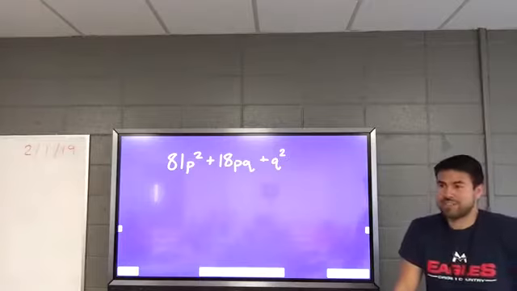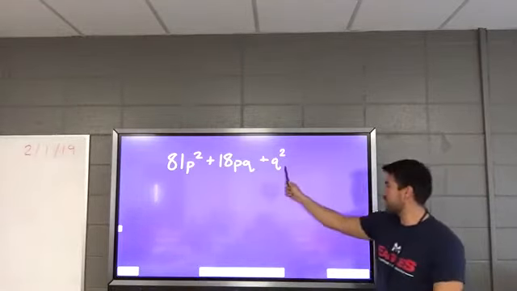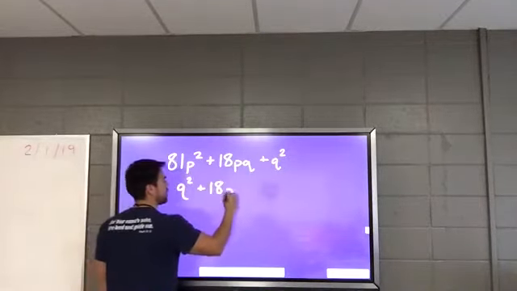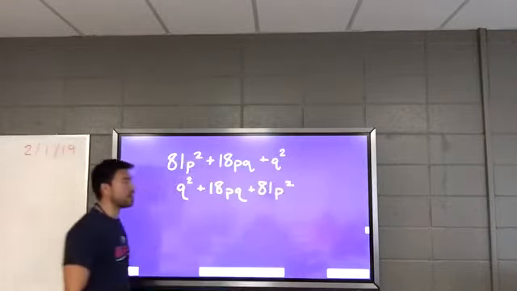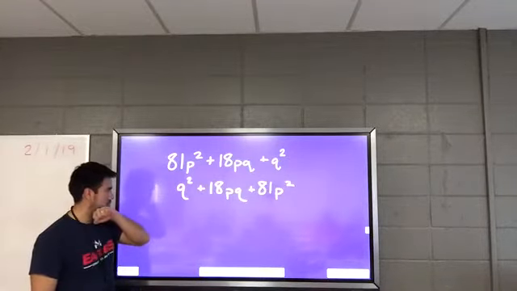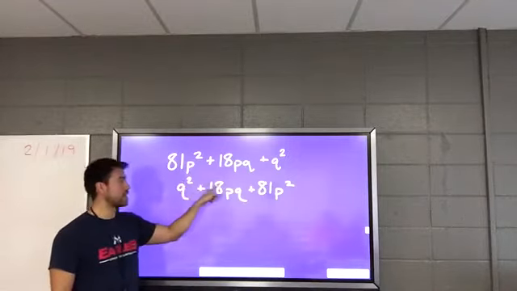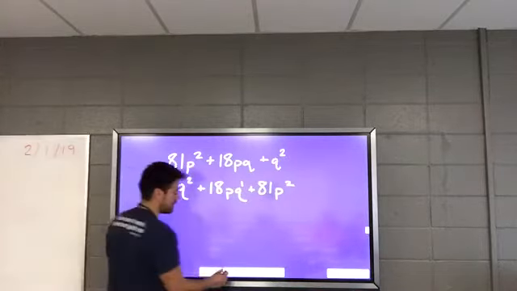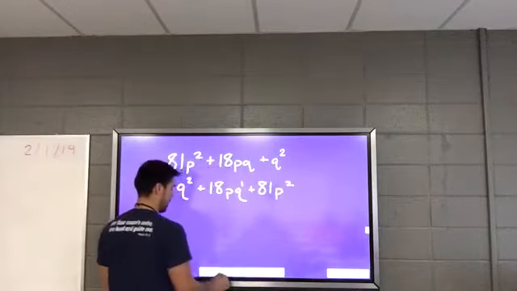You could, wow, good use of terms. Yes, you could, but what would happen is you'd have, well, let me just write it down. You'd have Q squared plus 18PQ plus 81P squared. I put the Q squared plus 81P squared because it was in standard form. Well, this is standard form because you have Q to the second, Q to the first, Q to the 0. So see, that didn't really change our problem. It just made it different.